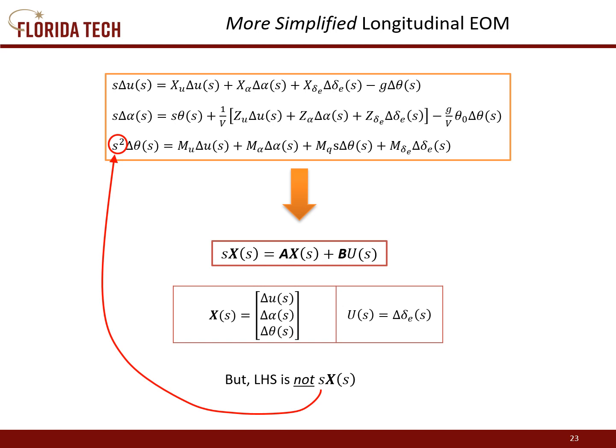And we could, except the left-hand side is not quite s times the state variables. We have this s squared. So we're going to have to do an intermediate step, or basically add a fourth equation and define a fourth state to help us get to the standard state space model.